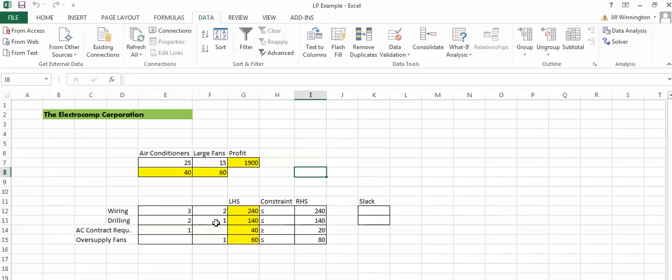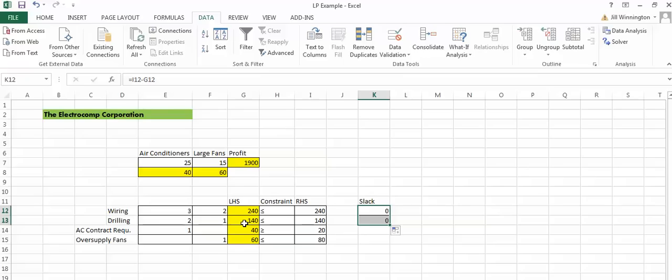Okay, so one of the questions says, well, what's your slack? My slack is whatever I have extra available. So in this case, I would have 240, and what I ended up using was 240. So you can see what my slack is. I had 240, I used 240. I had 140 drilling hours, and I used 140 drilling hours.